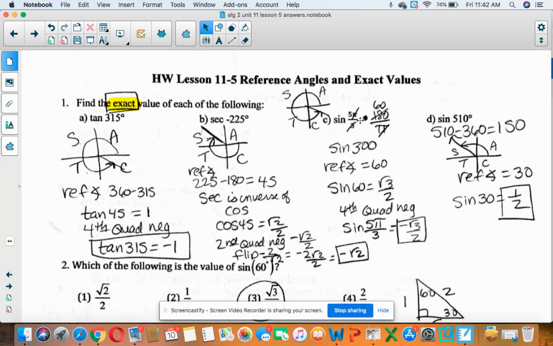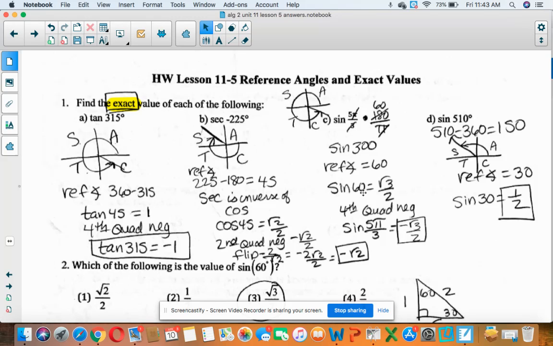For C, I'm going to change this to degrees because right now I have 5 pi over 3. The way I change that to degrees is I multiply by 180 over pi. So the pi's cancel. 3 goes into 180 60 times. 5 times 60 is 300. So this is actually sine of 300 degrees. Sine of 300 degrees would look like this. There's a little sketch. It's in the fourth quadrant. The reference angle is 60 degrees. I did 360 minus 300, so my reference angle is 60.